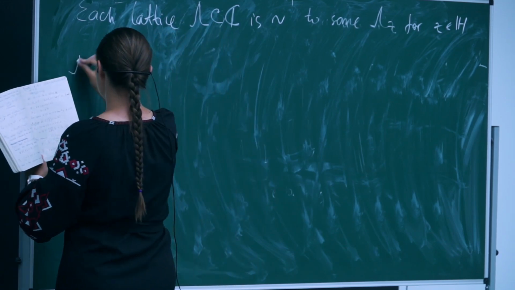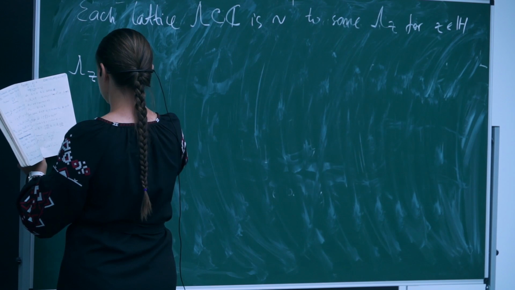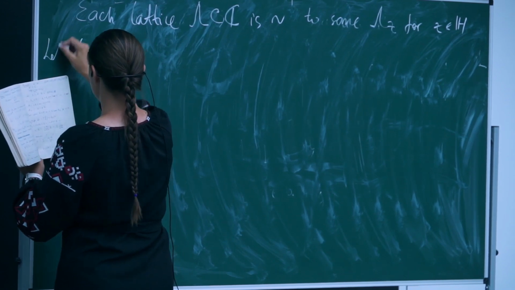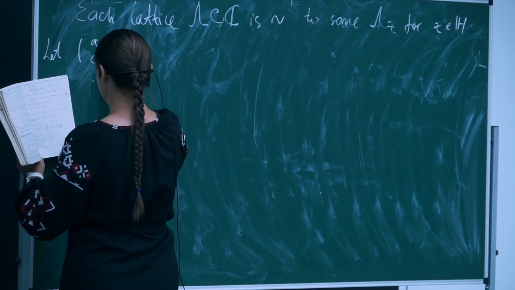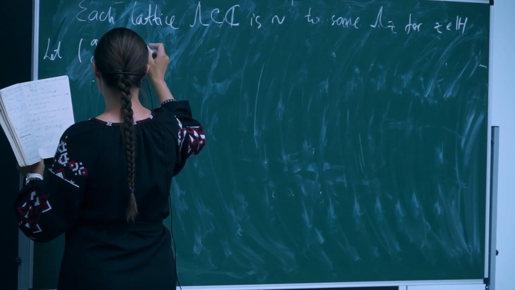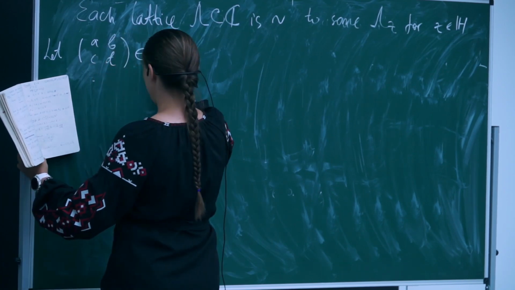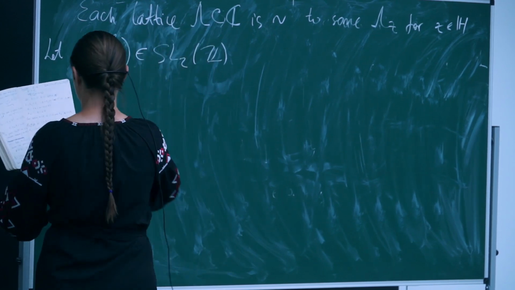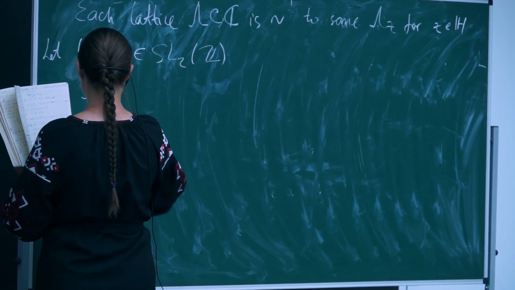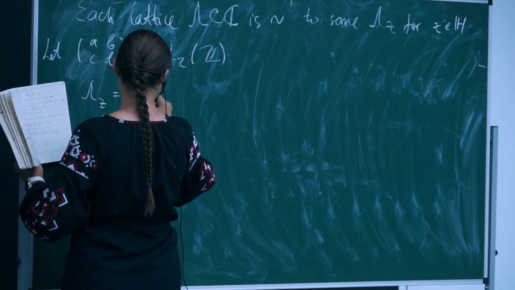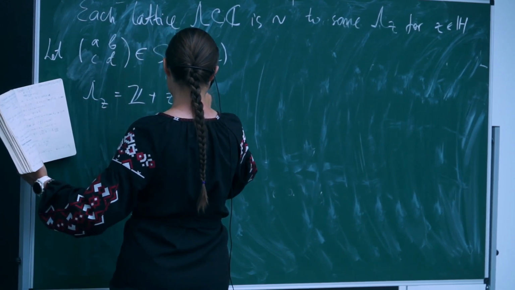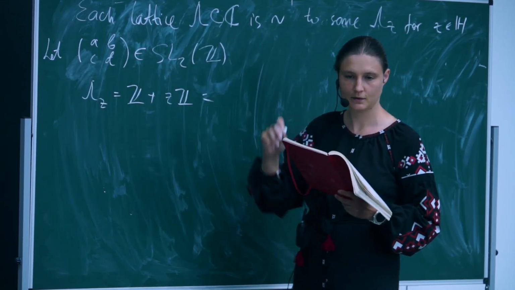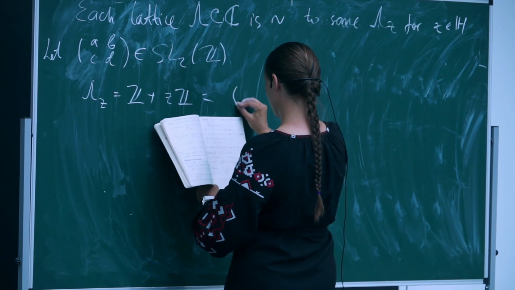So let's take this lattice Lambda_z. Let's first consider a matrix (A, B; C, D). It would be a matrix with integer entries and determinant 1, a matrix in SL_2(Z). Our lattice Lambda_z, by definition, is the lattice generated by 1 and z. But then, of course, we can make a change of basis in this lattice, and it also would be a lattice like this.